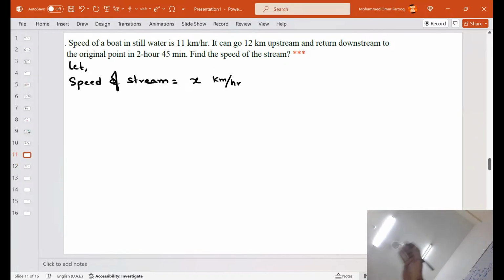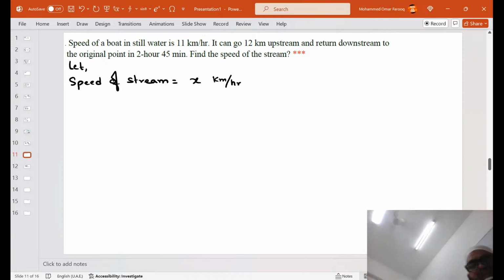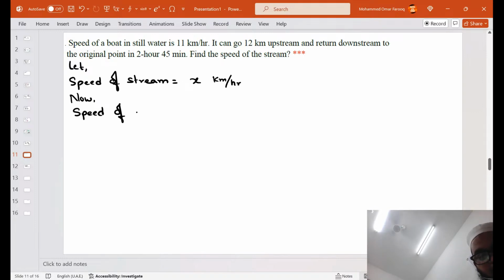Now, speed of the stream is x kilometers per hour, and the speed of the boat in still water is 11 kilometers per hour. तो इसका मतलब speed of the stream 11 से कम है. Now, can anybody tell me speed of boat upstream?